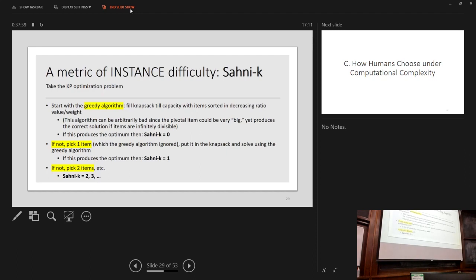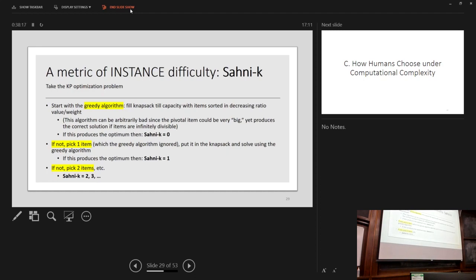You'll see later that when people see an instance that actually has Sonic A equals 0, they tend to start with the greedy algorithm. Wait a minute, how do they know that Sonic A is equal to 0? Because you have to know the solution before you can figure out whether Sonic A equals 0. So let's go to the next thing.